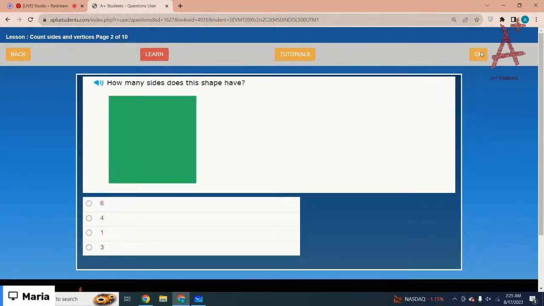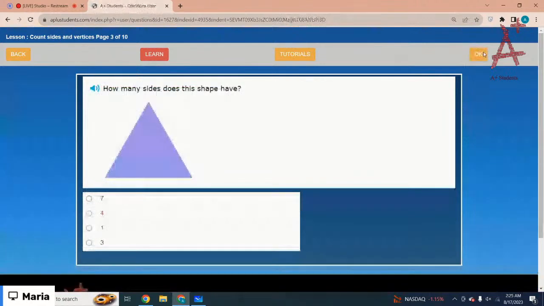Okay, how many sides does this shape have? Which is the correct option? The shape has 4 sides. The correct option is 4. How many sides does this shape have? Which is the correct option? This shape has 3 sides. The correct option is 3.